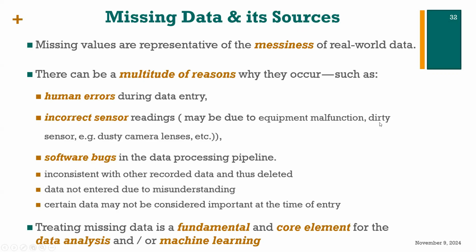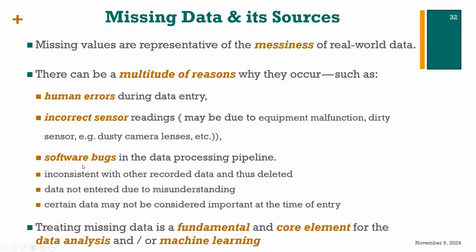It may be due to the sensor, like dirty camera lenses. The picture you have taken is not going to show. It means it is missing. And so many other things could come from incorrect sensor readings.